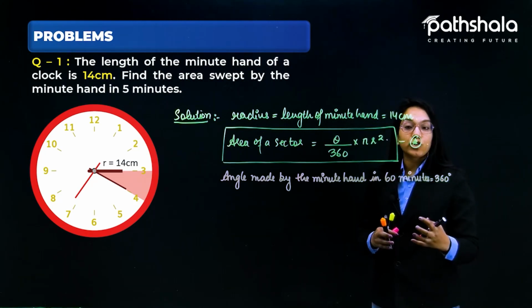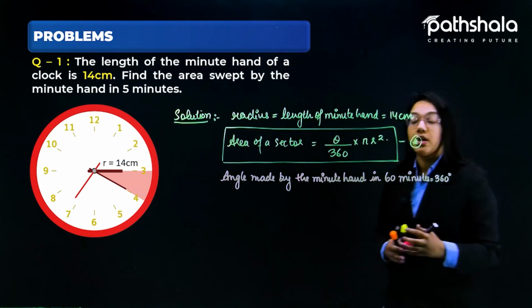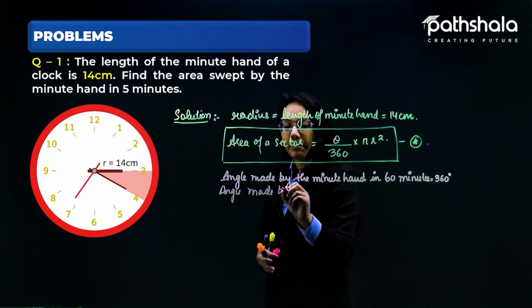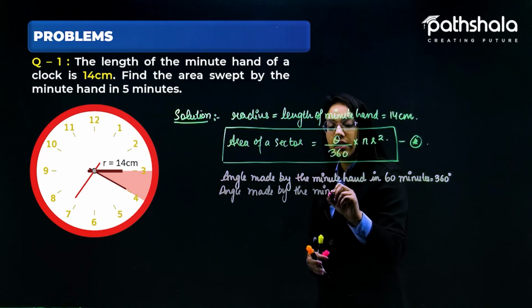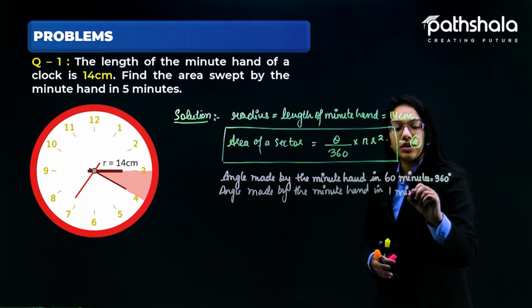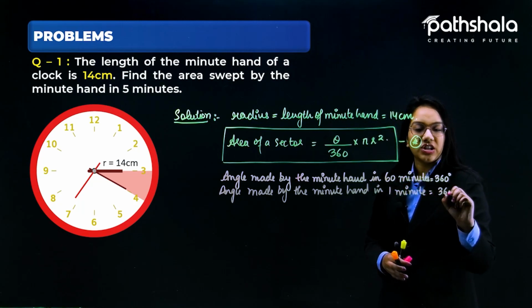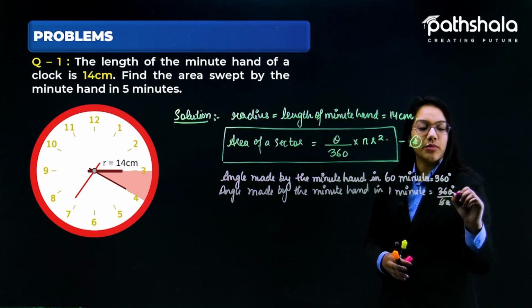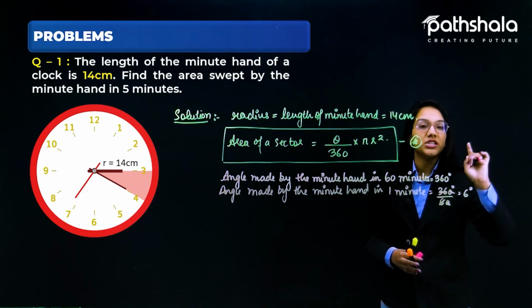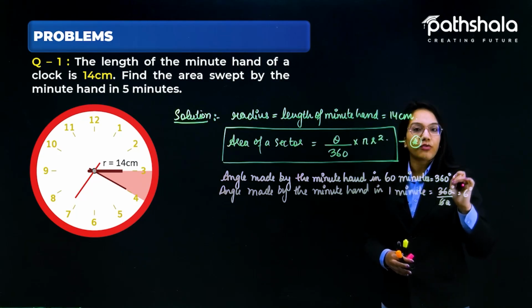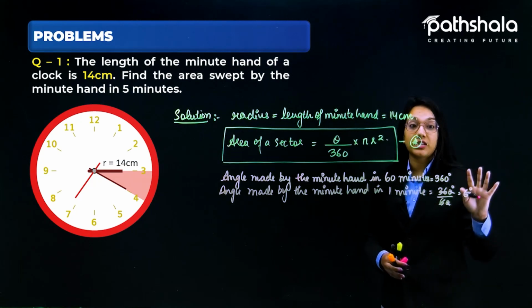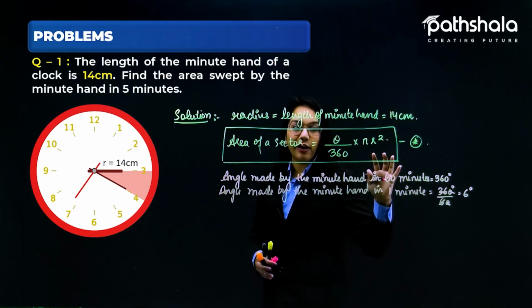So what is the angle made by the minute hand in just 1 minute? The angle made by the minute hand in 1 minute is equal to 360 degree divided by 60, which is 6 degree. So the angle made by the minute hand in just 1 minute is 6 degree. What we wanted to find out is the area swept by the minute hand in 5 minutes. So let's calculate the angle for 5 minutes.